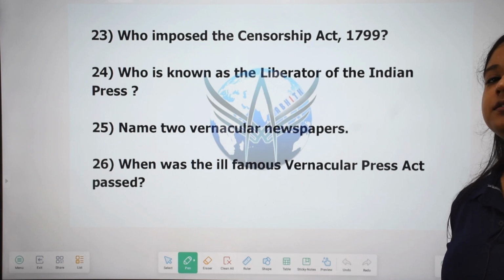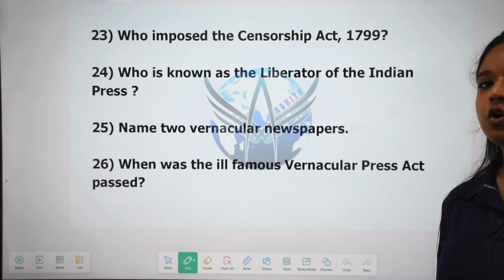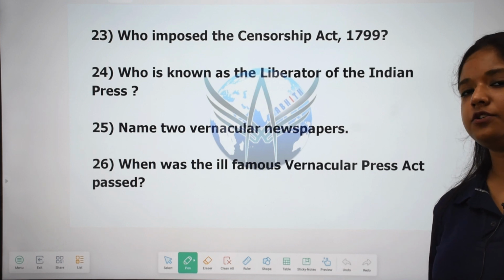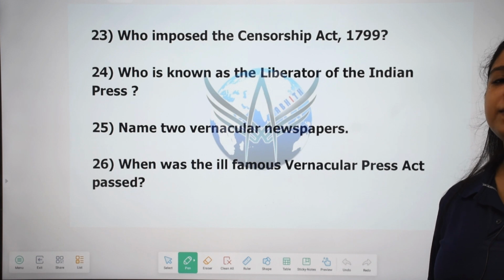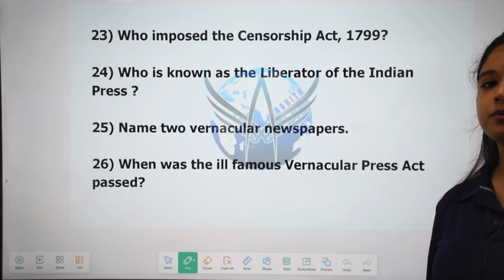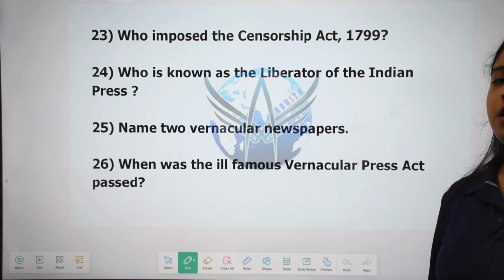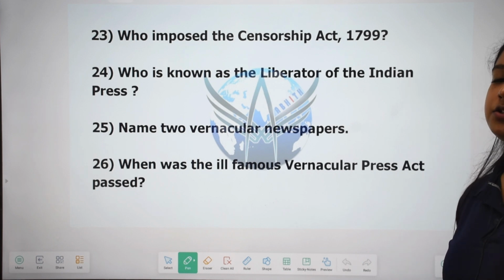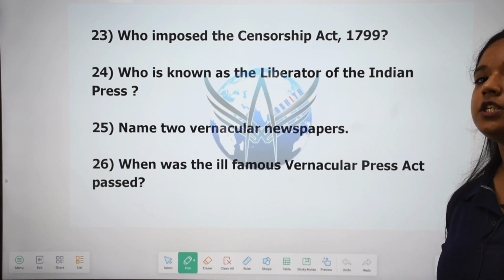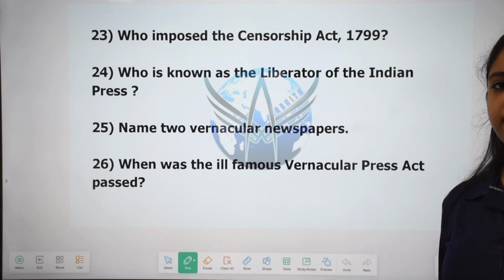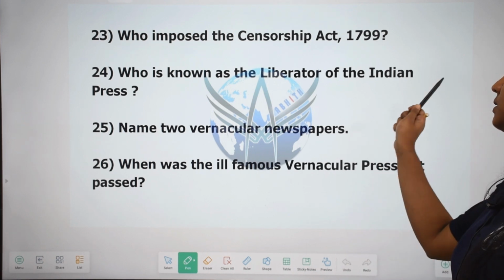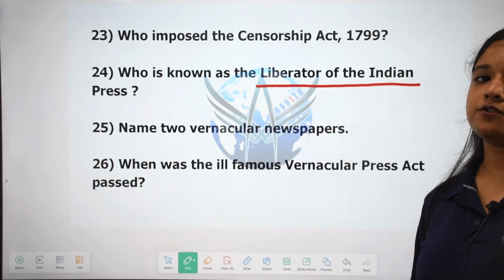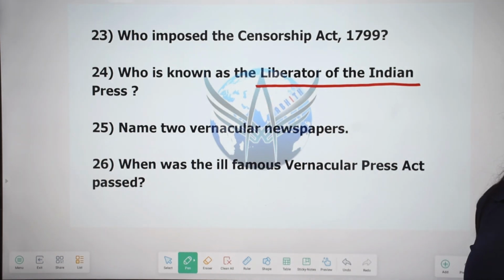Okay, and then the Governor General John Adam came and introduced a censorship act again. Then Raja Ram Mohan Roy pleaded in the Calcutta High Court, he also pleaded with the Governor General, right, to remove the censorship act, as a result of which the Governor General Charles Metcalfe removed the censorship act, and thus he came to be known as the liberator of the Indian press. Which one? Charles Metcalfe. Okay, Metcalfe.